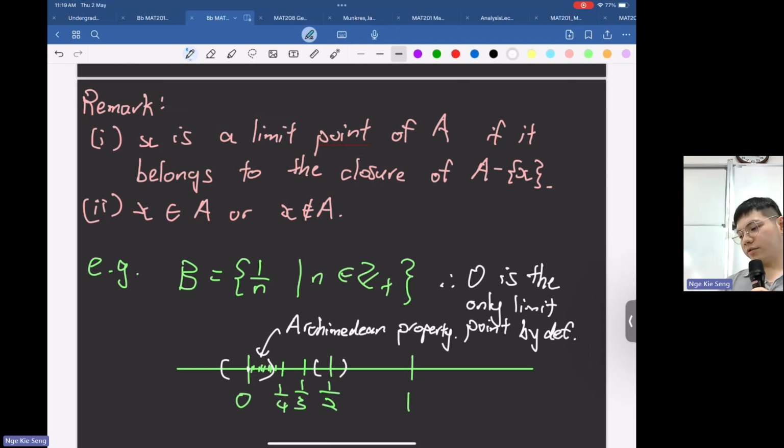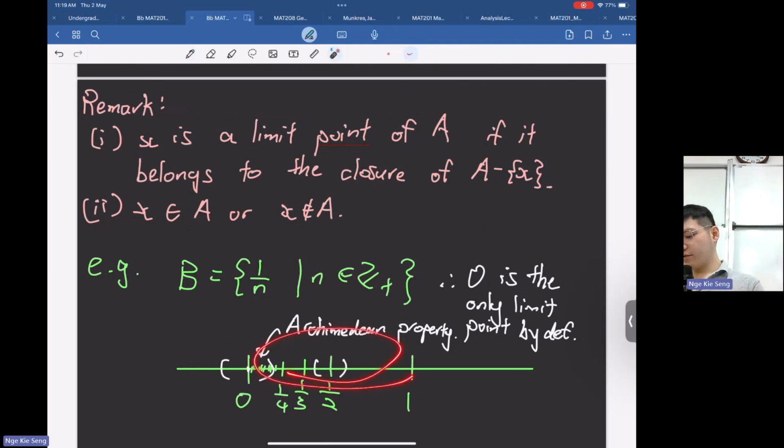Okay, so of course, you don't just check 1 over n, right? You should check all the x such that x is not 0. You need to show that they are not limit points of the set. But for all those numbers, you can always find an epsilon ball, an epsilon interval, such that it avoids this set here. Okay. All right.